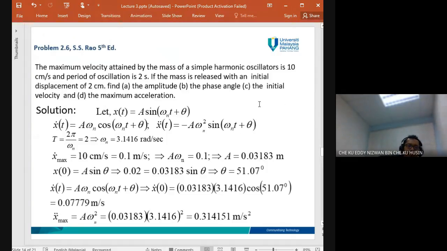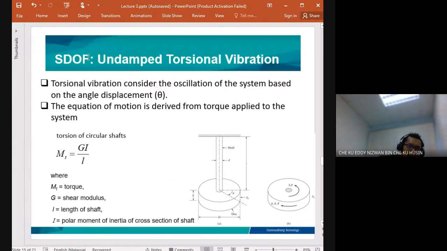Okay, any questions so far before we go to another system? First we went through the translation motion, up until this point. Next we continue with torsional motion. Any questions so far? If no question, we take a break of around 5 minutes and we continue after this.